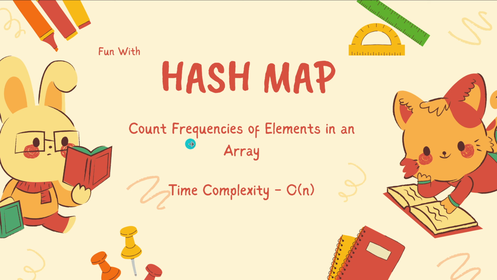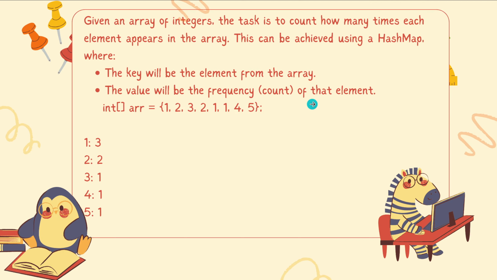Count frequencies of elements in an array within time complexity of order of n using HashMap. Okay, let us go into it. The given problem is: given an array of integers, the task is to count how many times each element appears in the array. This can be achieved using HashMap if you want the time complexity within order of n.